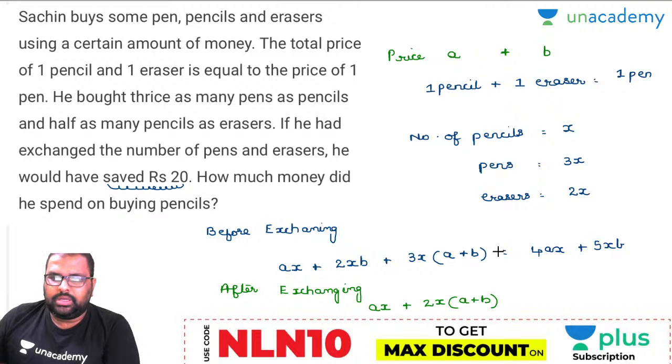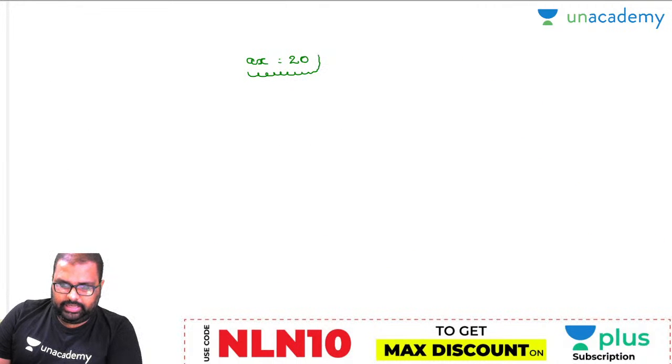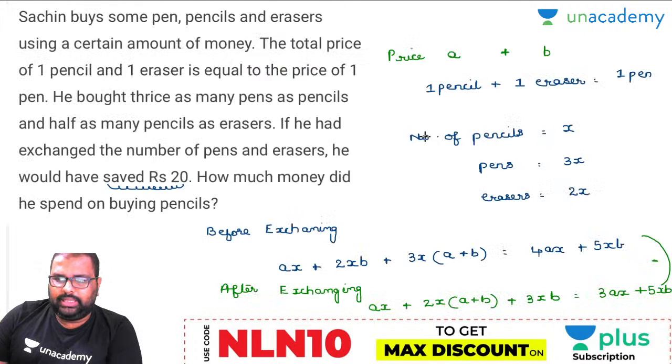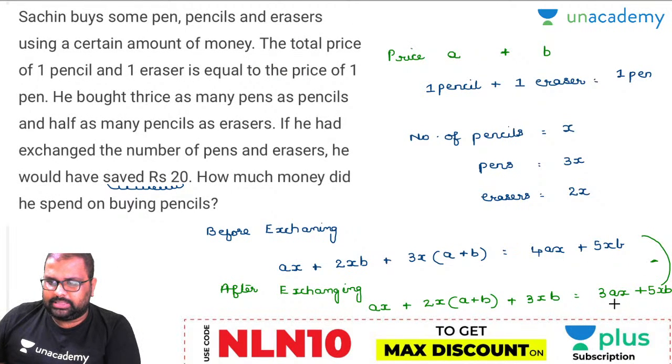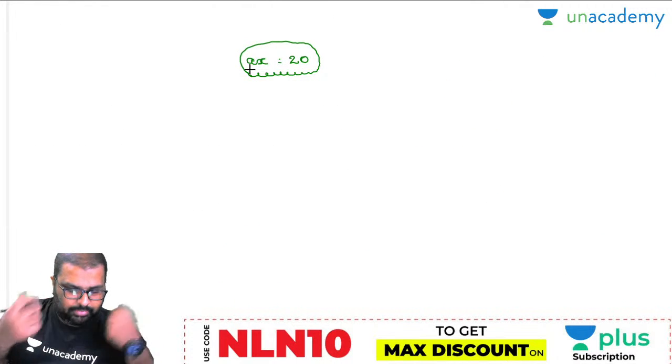Am I right or wrong? The number of pens and erasers are changed. So 2x into a plus b for pens, 3x into b will be the cost. Now at last, finally the equation will be how much? 3ax plus 5xb. Am I right? Now see here, subtract this. Ax is equal to 20. Am I right or wrong? Check there. Subtract this: 4ax minus 3ax will be ax left over. 5xb gets cancelled.